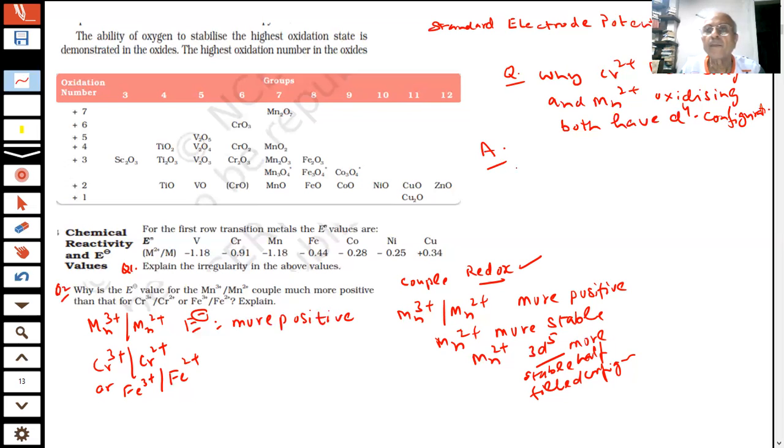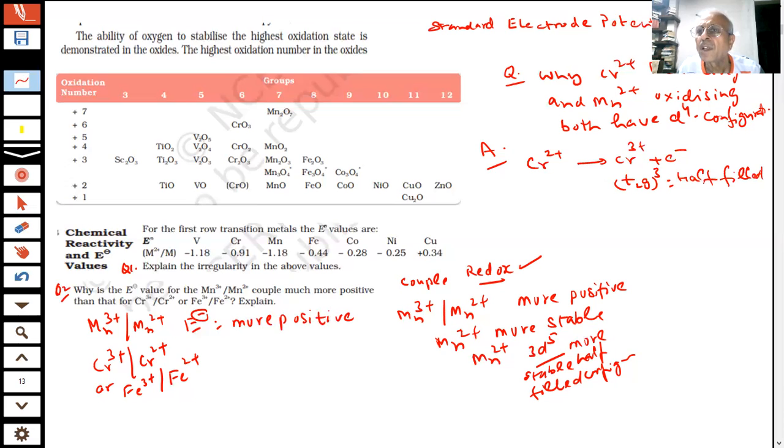For chromium, Cr2+ is reducing because reducing means it undergoes oxidation. So it changes to Cr3+, which has a half-filled t2g3 configuration. This was to be written in the paper. If you write anything else, zero marks.